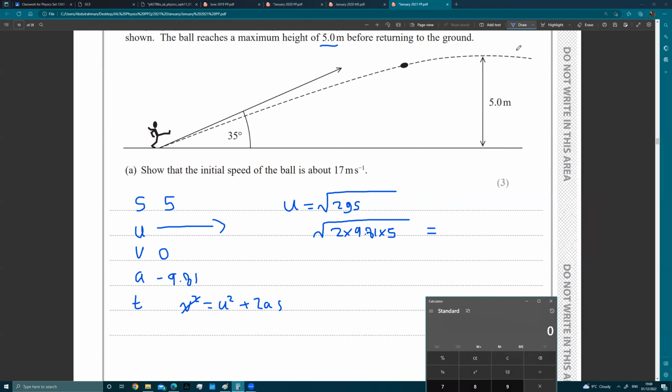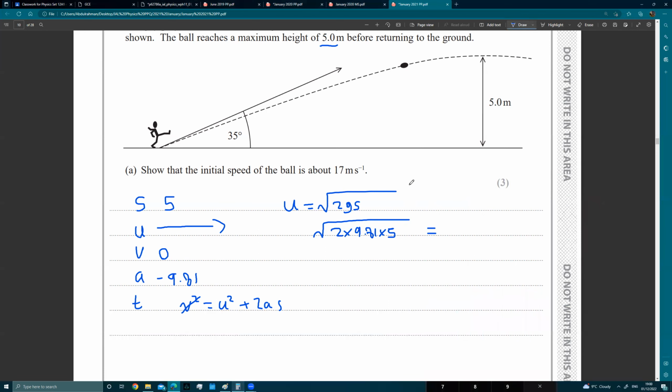So I'm just a physicist. Like, what can I say? Fair enough. I got 9.90.